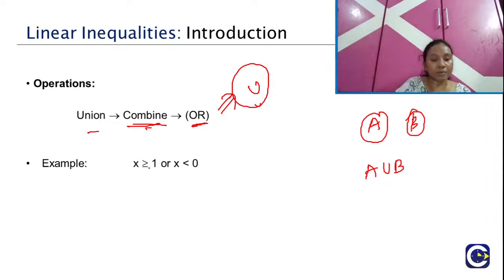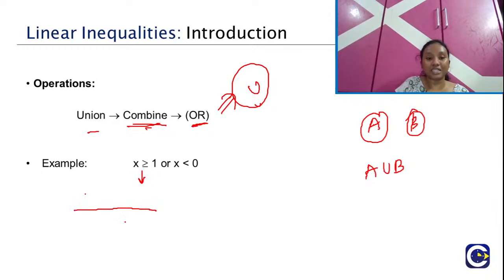So let's see one example. x greater than or equal to 1. What is our solution for this? Let me take it on a number line so that it will be easy. Here comes 1. So it starts from here, and goes to the right. And the other is x less than 0, which means here I have 0.